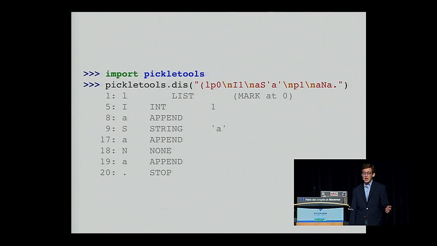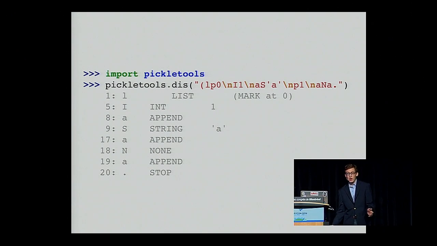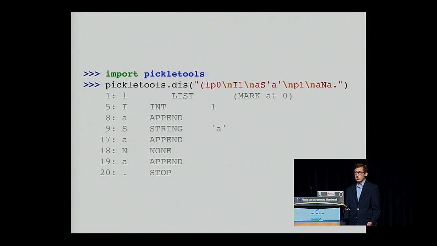We have our string a, and we append it. We have our none, and we append it. And then we end with this stop code. And stop basically says, hey, we're done. Whatever you are dealing with, that's the result of unpickling. So stop lets pickle be self-delimiting. The pickle protocol can know when it's done.